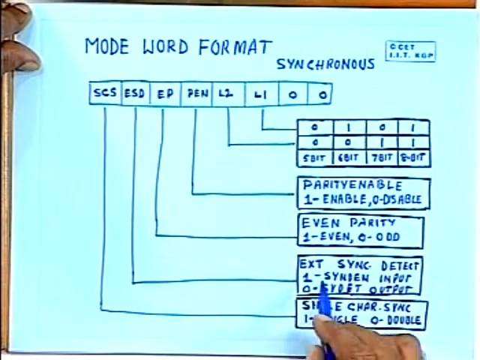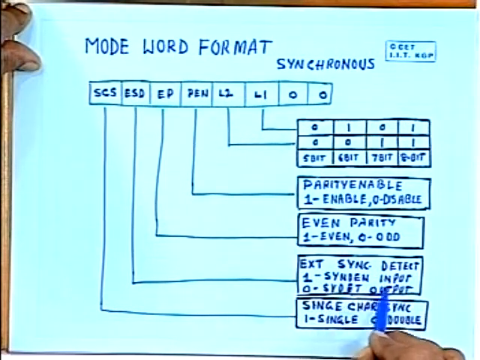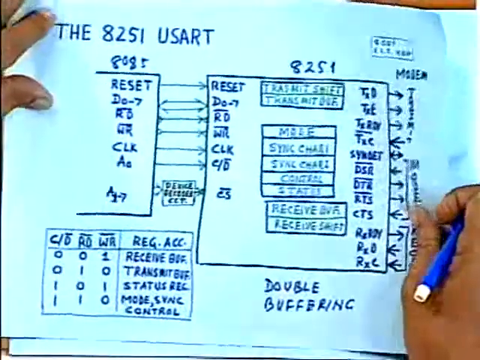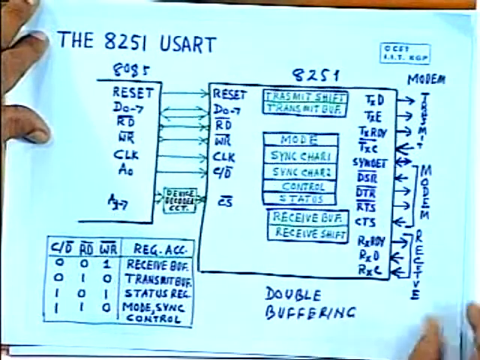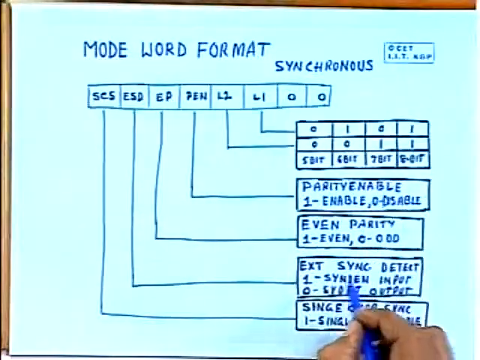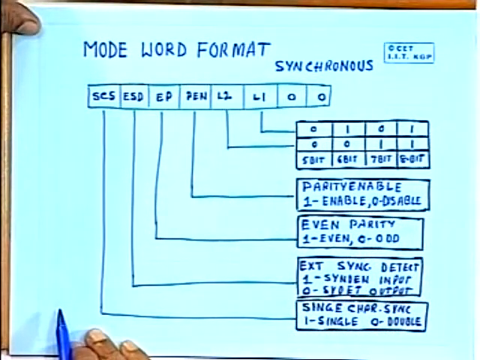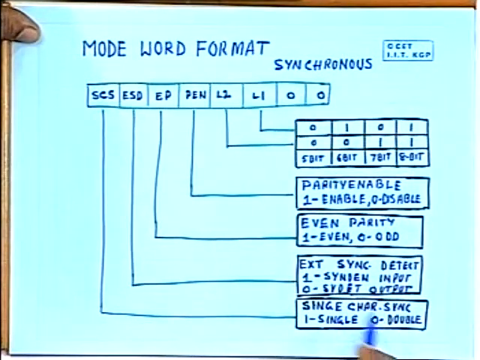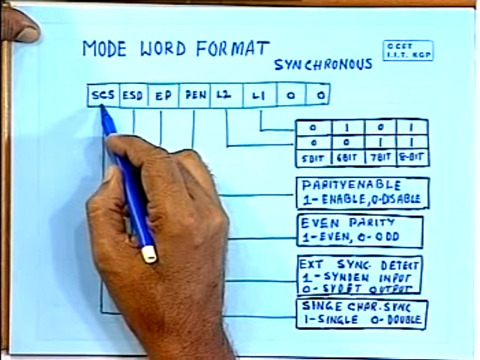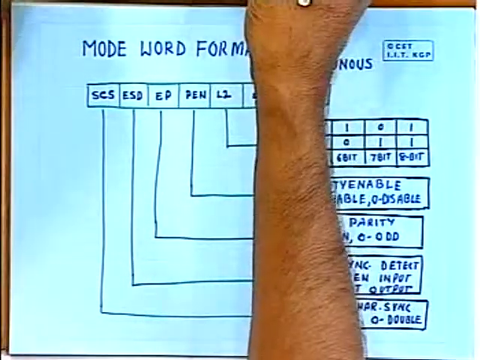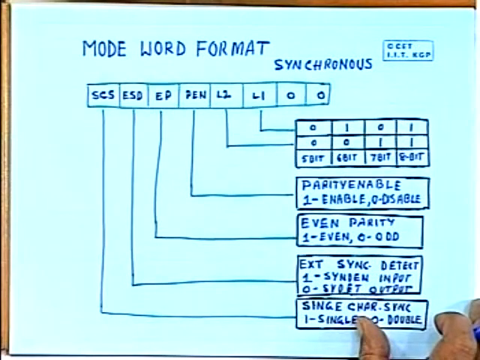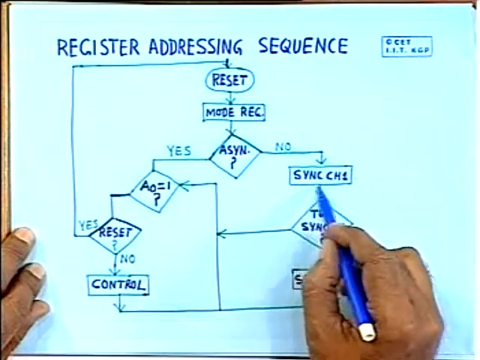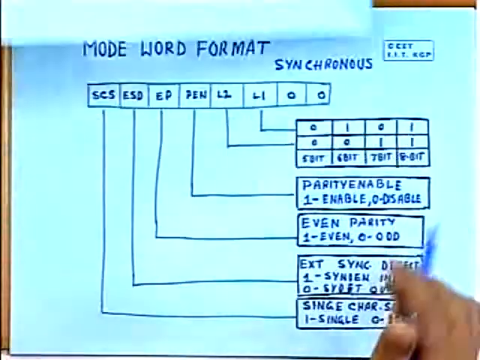And this is for external synchronization detection. You will see there is a sync detect input. This is for external synchronization. Whether you will make use of it or not is decided by this bit. And as I told, you can use a single character for synchronization or double character. That is decided by this bit. So if it is 1, then it is a single character, and accordingly you will read 1 character or 2 characters. As you can see here, the synchronization character can be 1 or 2, and that is decided by this bit.